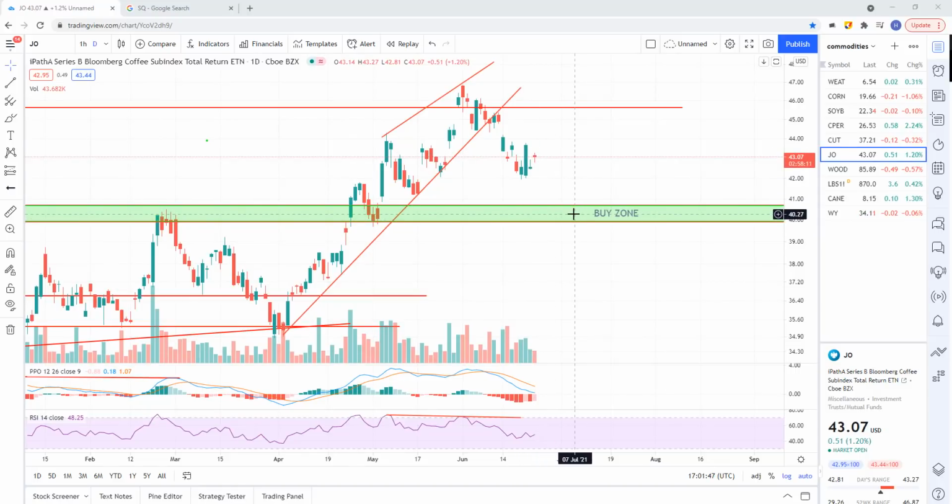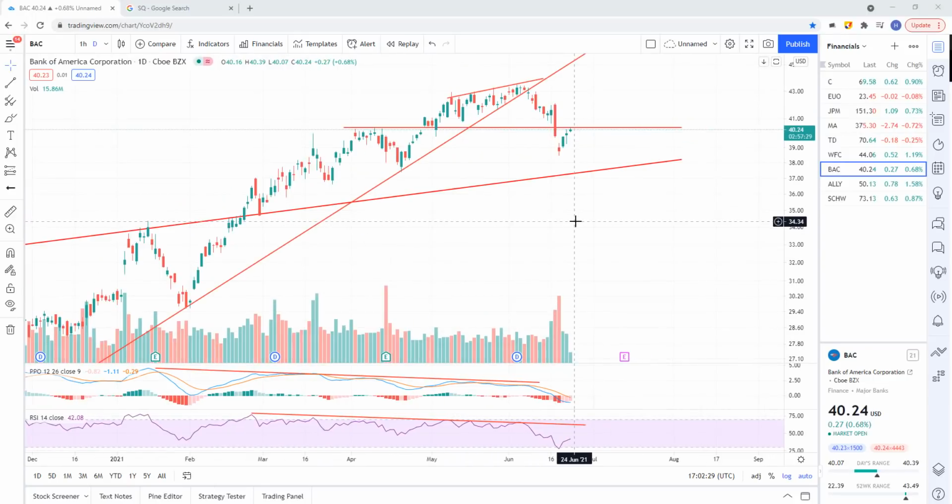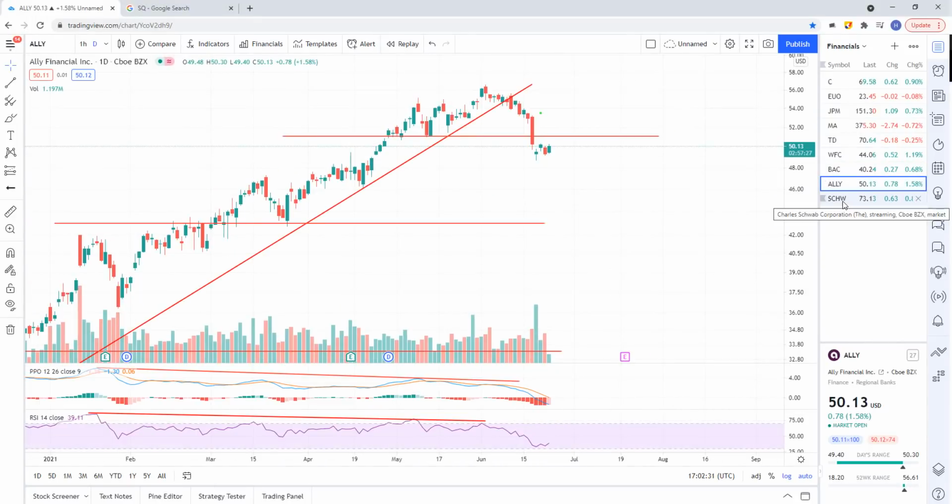Likely hold that area. We could dip below briefly, maybe an intraday dip, run some stops and then recover. That's what you'll want to look for. But in general, it still looks like we're heading a little lower in coffee. And all these financials look like they're going to continue to sell off.